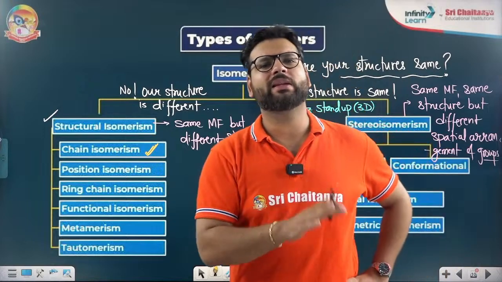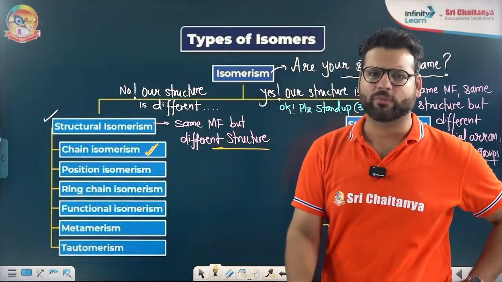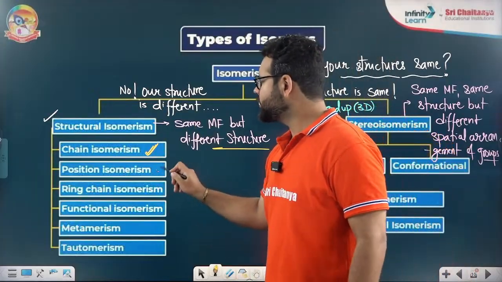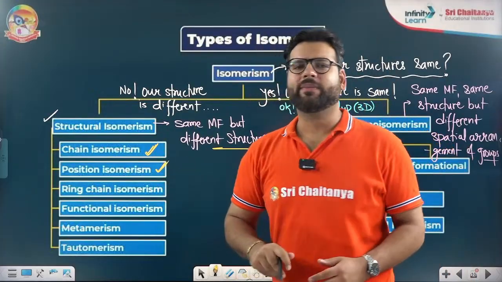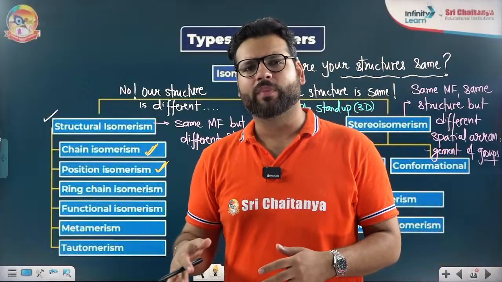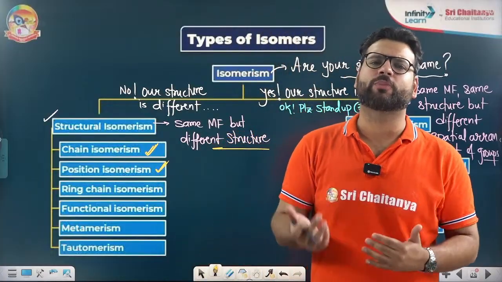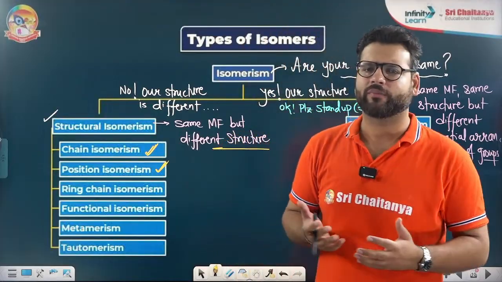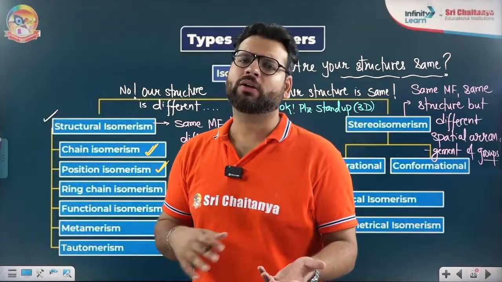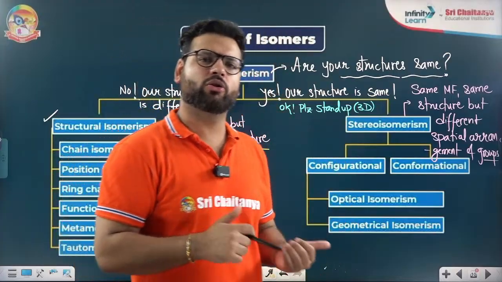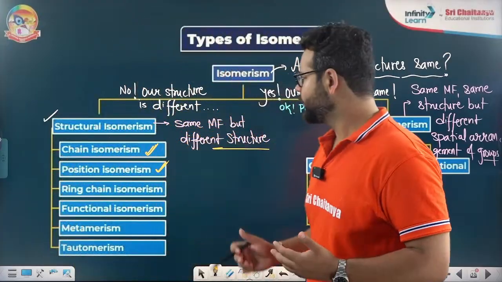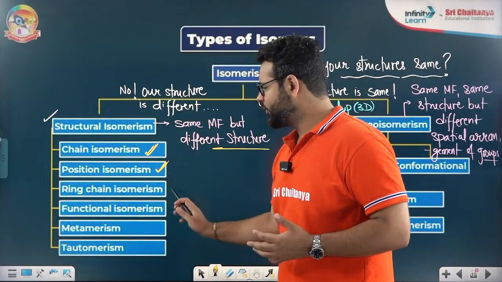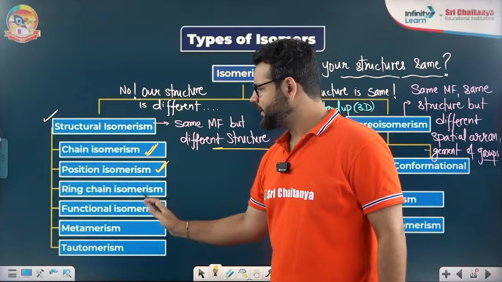Butane, 2-methyl propane, both are going to be same. We'll see the examples. Position isomers. When they say our parent chain is same, but position of functional group or position of unsaturation or position of any substituent is different. We'll see the example. 1-chloropropane, 2-chloropropane are going to be position isomers. Ring chain and functional isomerism are same only. Okay. We'll see what is the meaning.